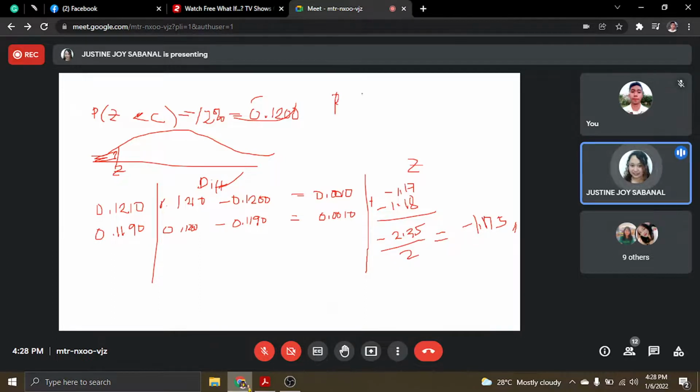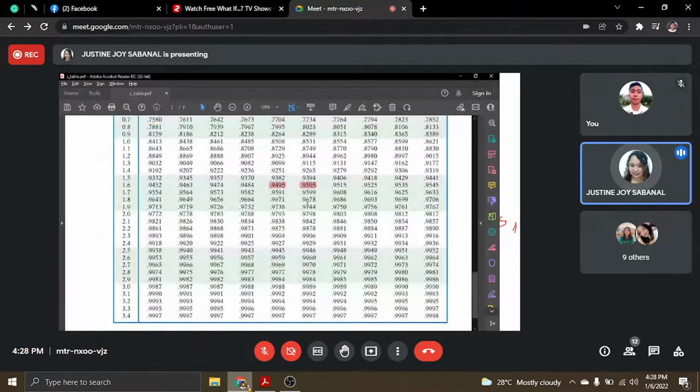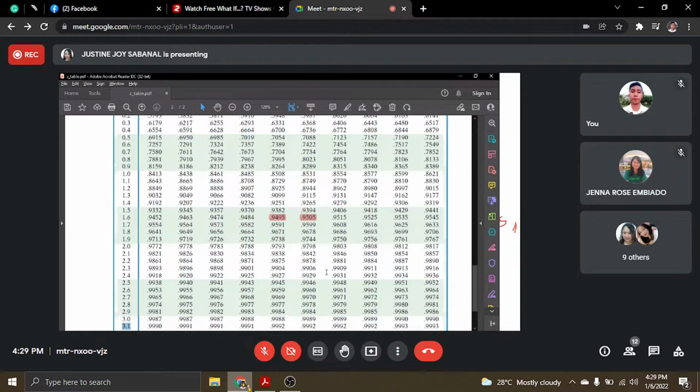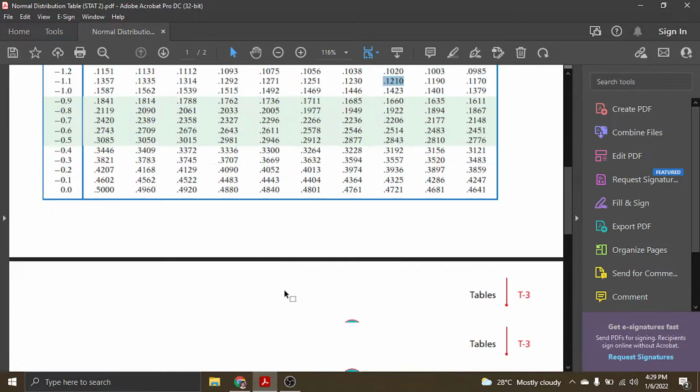So, try nyo hanapin yung value neto. Probability of z less than c is equivalent to 0.9992. Nasa positive side yan. 0.9992. Ano yung value niya? 3.1 na tapat. 3.14. Pwede po. Kaso lang, pag tiningnan mo yung mga katabi niya, ayan po. Same po sa iba. Yes po. So, apat na value yan na magkakatulad.